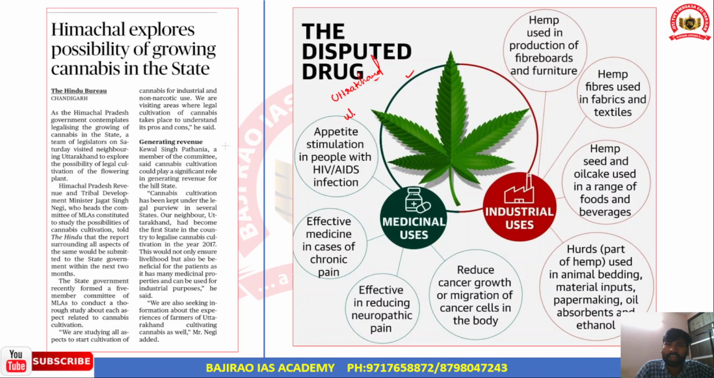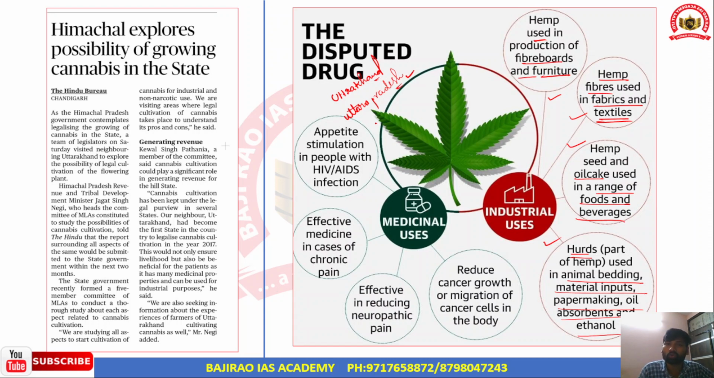This is because cannabis has huge industrial and healthcare or medicinal uses. Industrial uses of cannabis include production of fiber boards and furniture items. The hemp fiber is used in fabrics and textiles, and the hemp seed and oil cake are used in a range of foods and beverages. The hurds of hemp are used in animal bedding, material inputs, paper making, oil absorbents, and ethanol. So these are the industrial uses of cannabis.